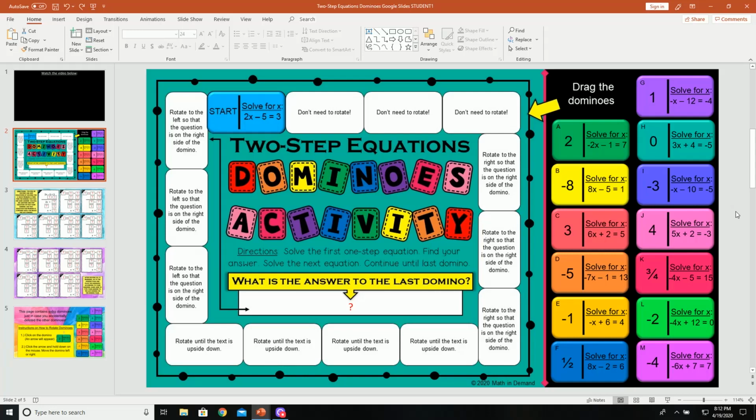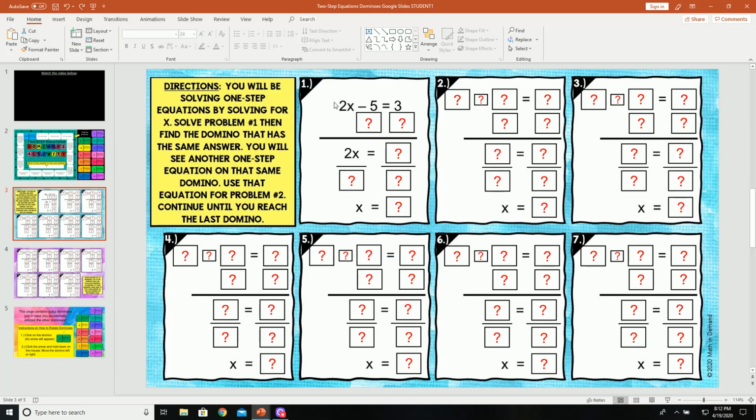In this activity, you will be solving 14 problems on two-step equations. You will solve the equations on page 3 and page 4. I will start by solving the first two-step equation, 2x minus 5 equals 3. So I will go ahead and go to the third page, and you can see that I have the problem already set up for problem number 1.